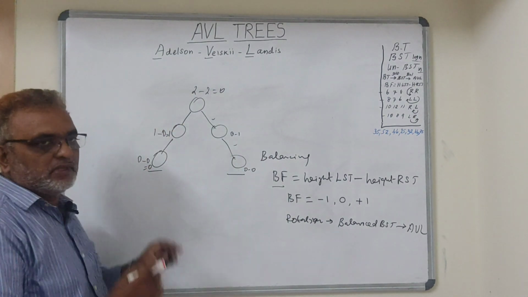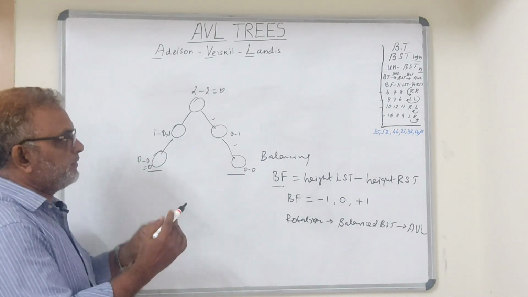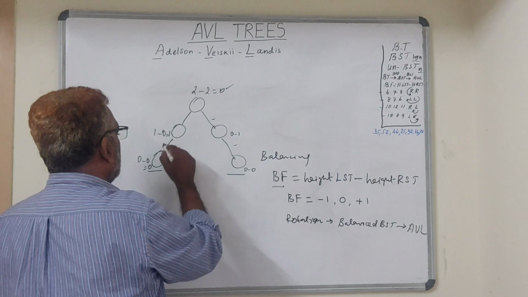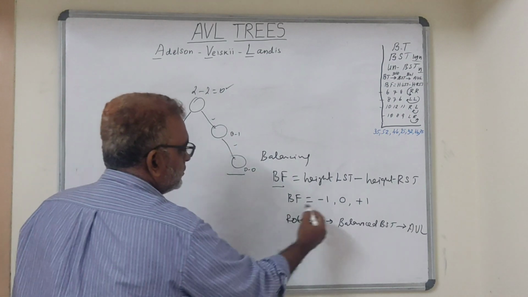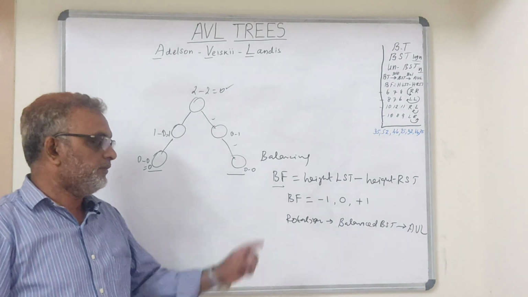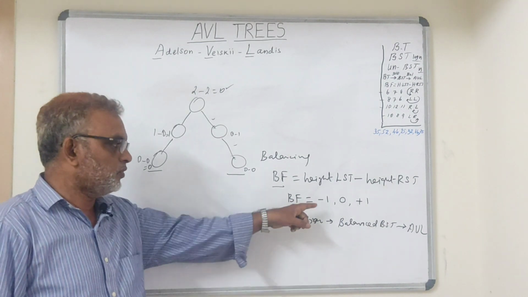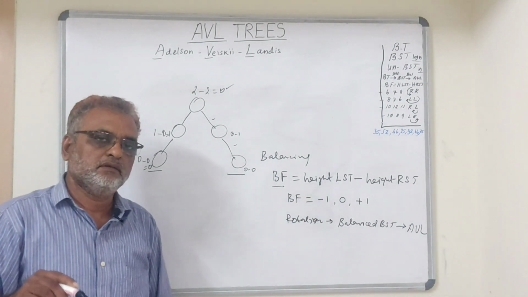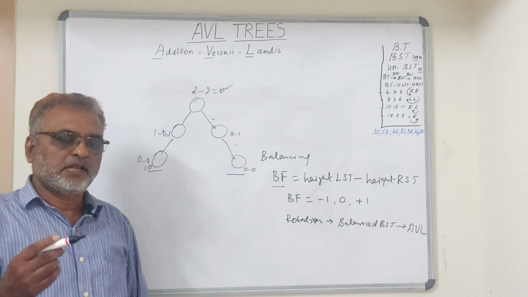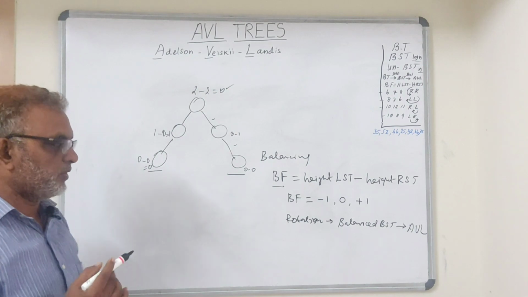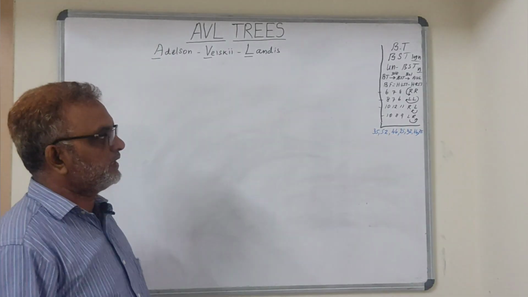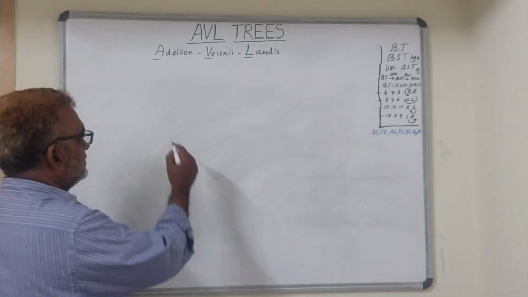Actually this is a balanced tree, because the values we got are 0, 1, and minus 1, within this given range. If it exceeds this value or goes less than this value, then it is not a balanced tree, and that requires an operation called rotation. So let us discuss some of the important cases in the binary search tree.